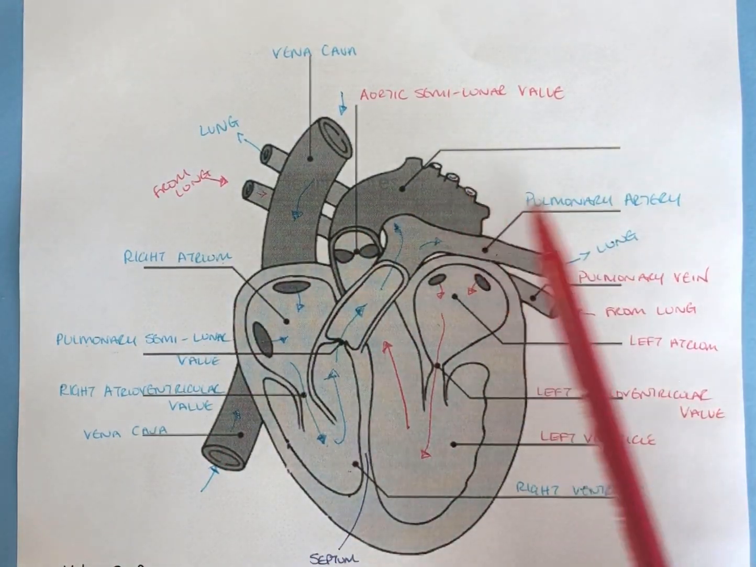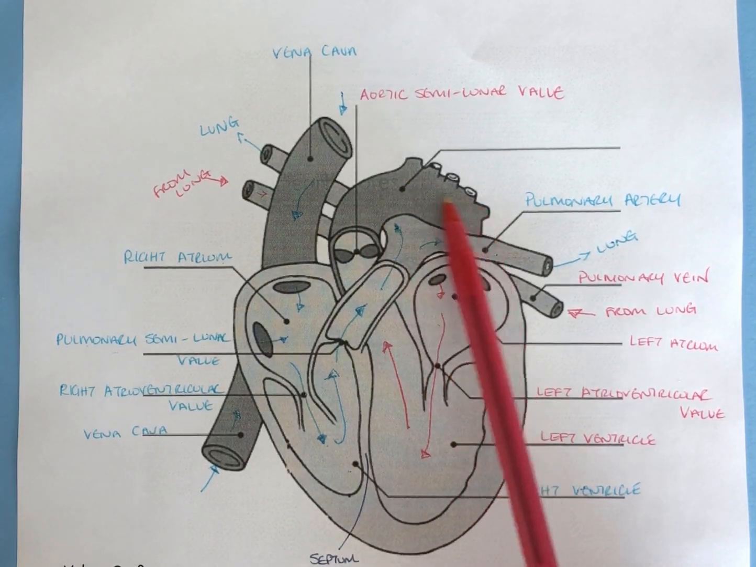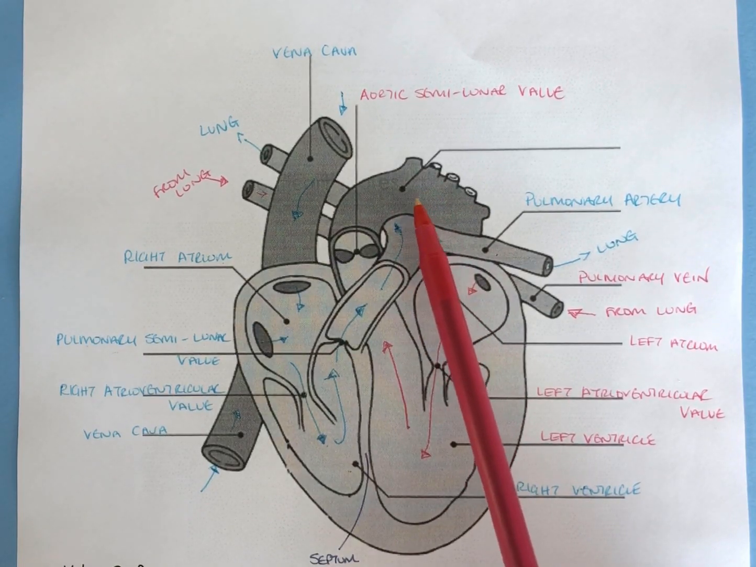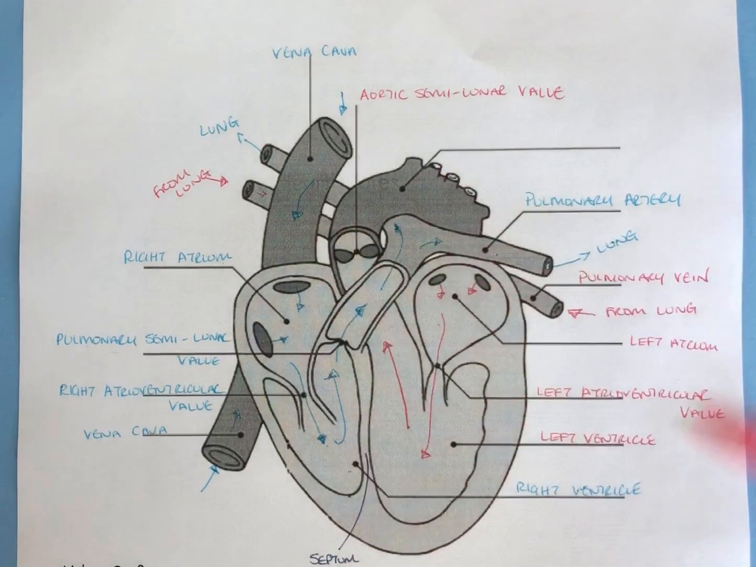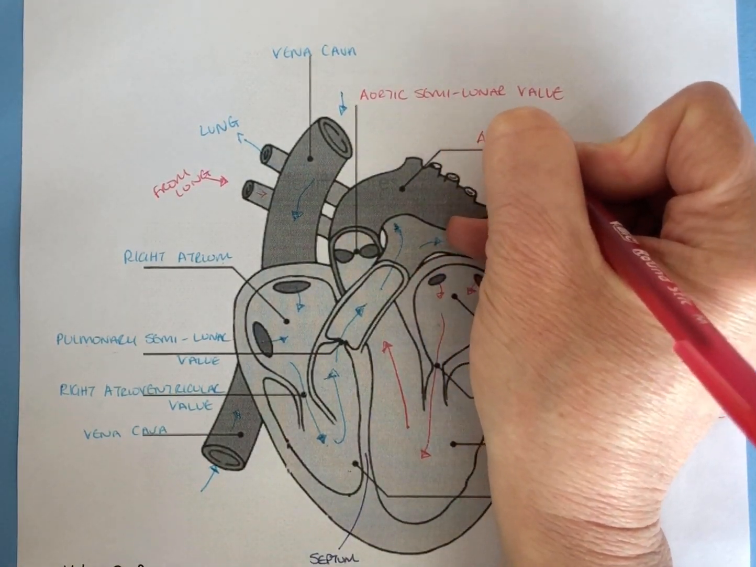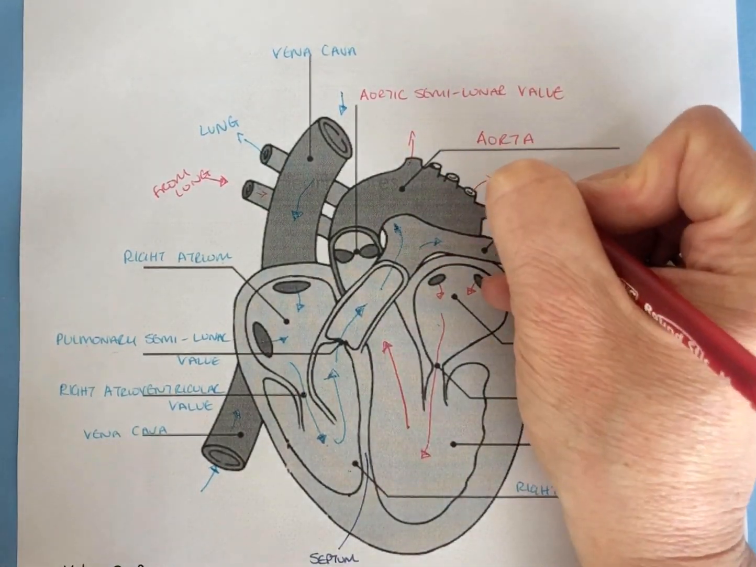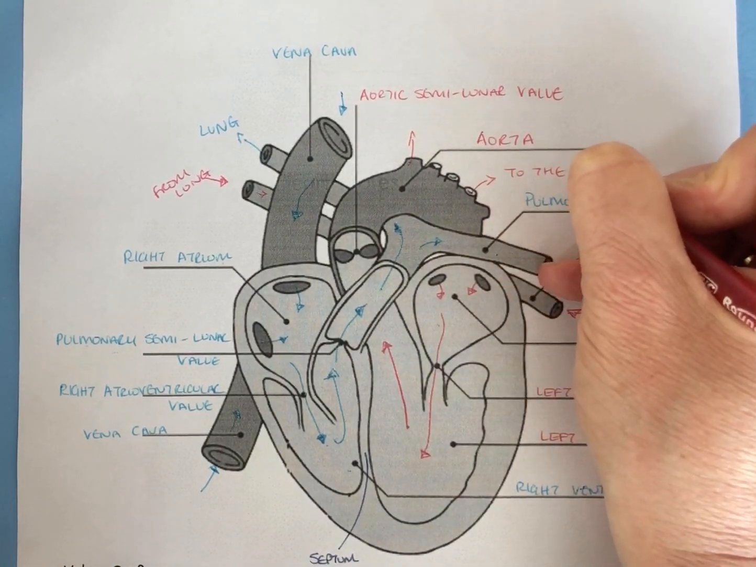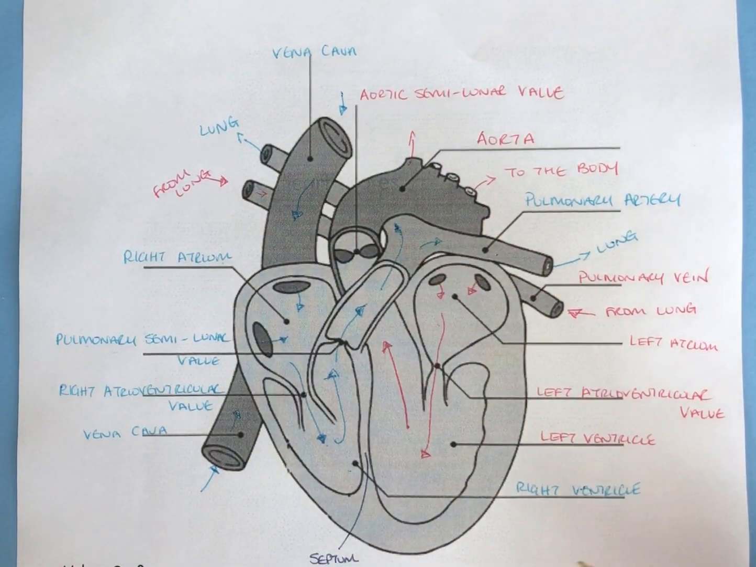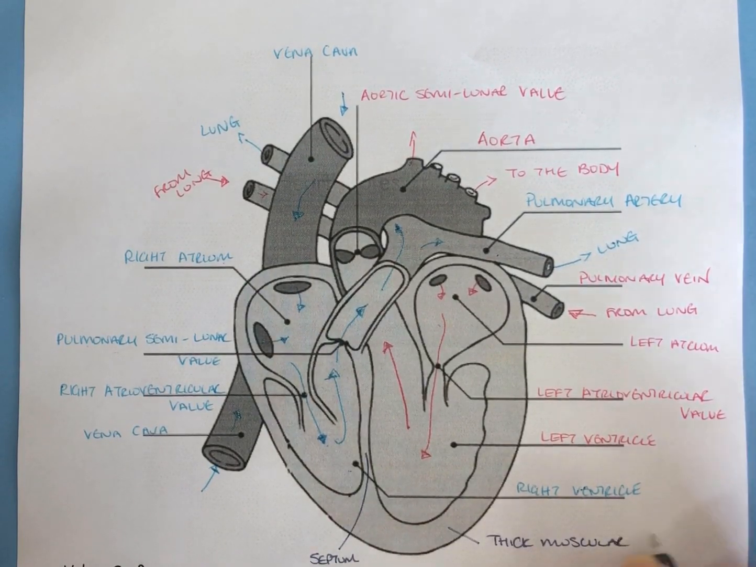Okay, now the next part is this enormous artery leading away from the heart, and look how big it is. Think about it, it's going to every reach of the body apart from the lungs, so it's pumping out everywhere. So this is called the aorta. And then the blood goes everywhere to the body. Okay, here if you want to add it, we have thick muscular wall.